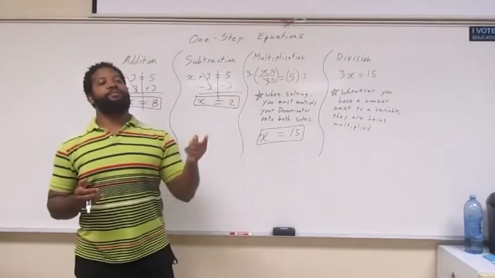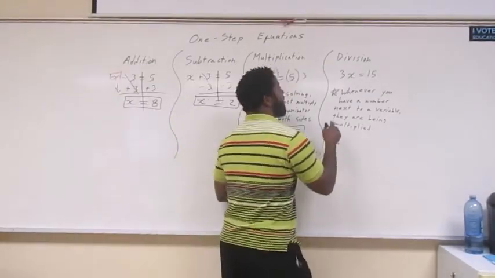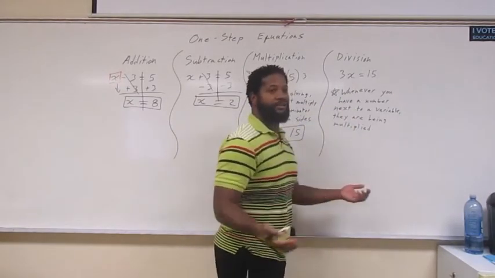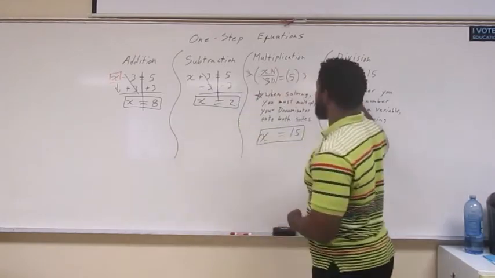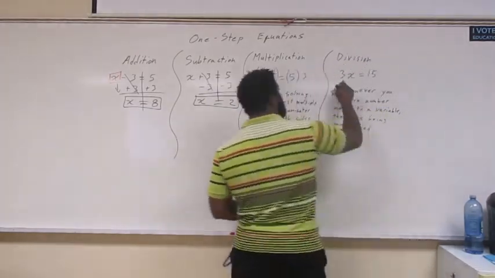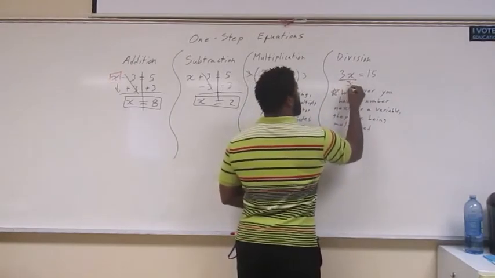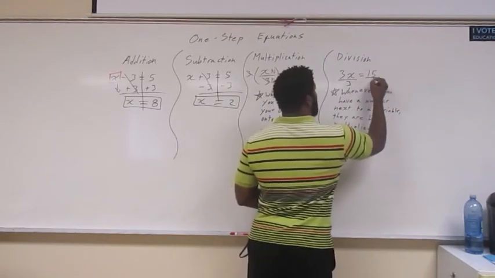Campos, what's the opposite of multiplication? Division. My man. So therefore, in order for us to get this x by itself, what are we going to divide on both sides? 3. The 3. What's next to it? The 3. Okay? We always divide the number that's next to it on both sides. Okay? What you do on one side, you do on the other.